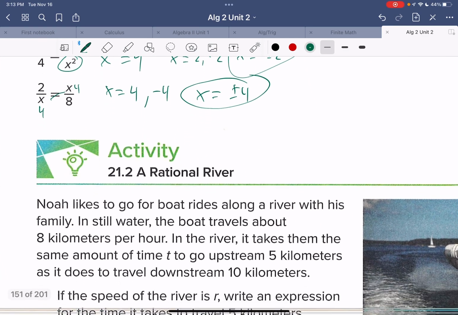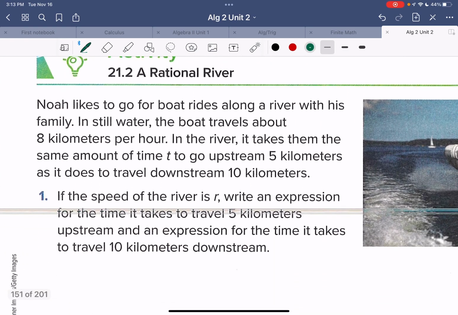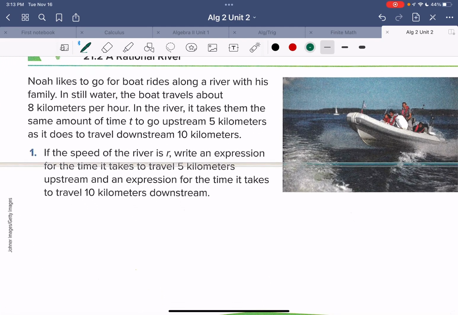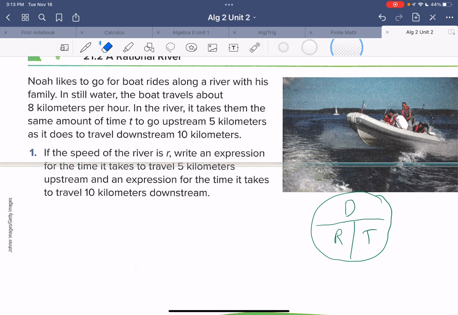So we have the rational river. They're using alliteration. Good for them. This is a distance, rate, and time problem. So we know that distance is equal to rate times time. So we know on this problem that the times are the same. That's what it says here, and we'll read through it together. So since the times are the same, we're looking for times. We're going to do distance divided by rate.